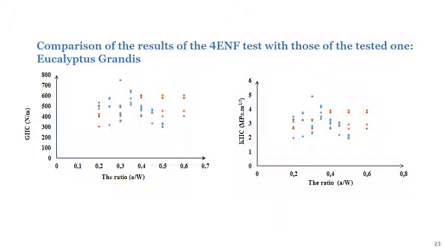In this section, we are interested in comparing the results obtained from the test on designed specimens with those of the 4ENF test, which is considered the most reliable among the others but which also presents difficulties in data acquisition. The figures present respectively a comparison between the energy release rate and the stress intensity factor obtained from the test on the study specimen as well as those of the 4ENF test for Eucalyptus grandis. The two figures show an acceptable agreement between the two tests.